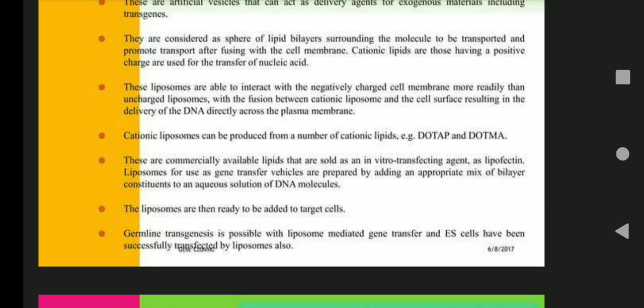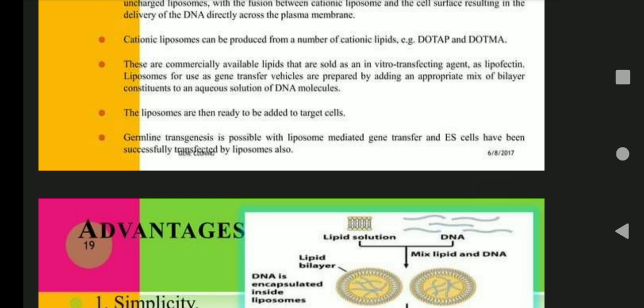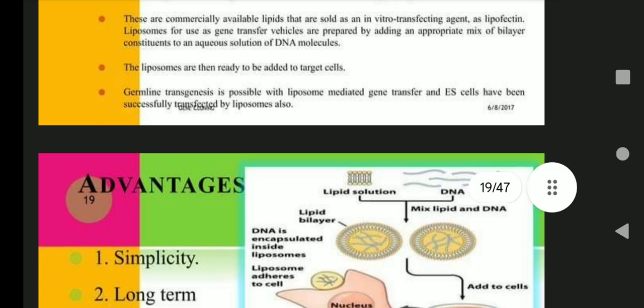The liposomes are first added with the DNA molecule, and then the liposomes are ready to be added to the target cell. Germline genesis is possible with the help of this liposome mediated transfer, and embryonic cells have been successfully transformed with liposomes.